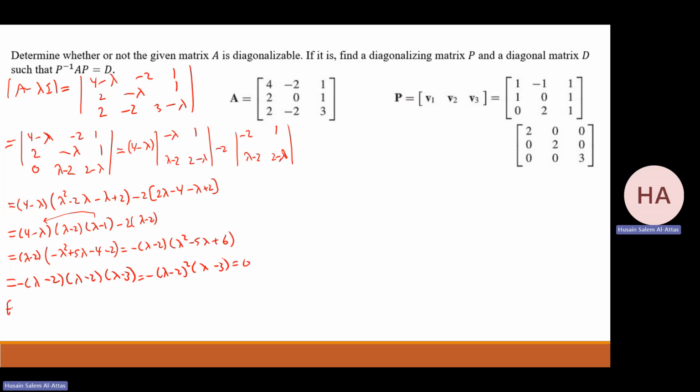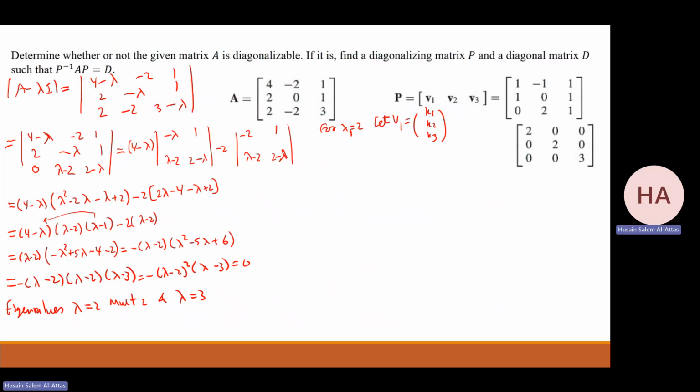So the eigenvalues: lambda equal 2 with multiplicity 2, and lambda equal 3. So let me do lambda equal 2. Let me see what will happen for lambda equal 2. I let V1. I'm not sure now whether the matrix is diagonalizable or not. I need to check.